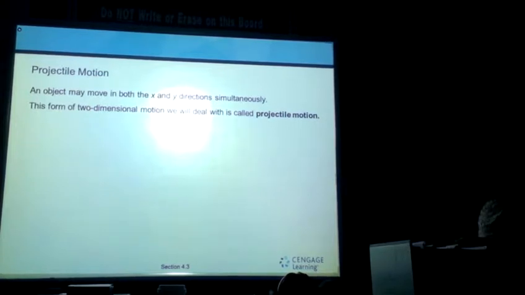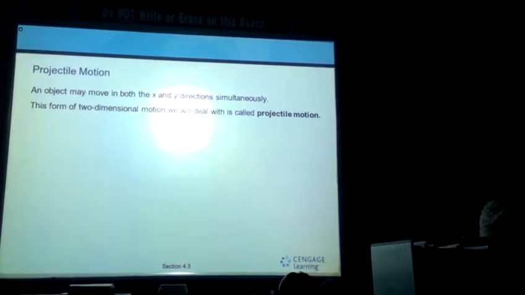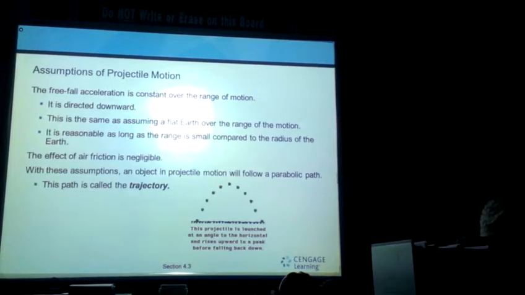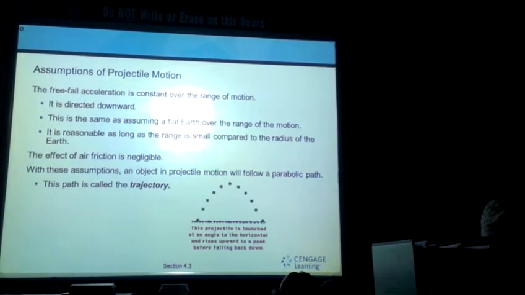You're going to have something that moves horizontally forward and then also is going to fall due to the acceleration of gravity. So if an object moves simultaneously in the x and y direction, we call that projectile motion or any type of 2-dimensional motion. First of all, let's talk about some assumptions that we make whenever we have projectile motion, and then we'll decipher the path of projectile motion in this video.